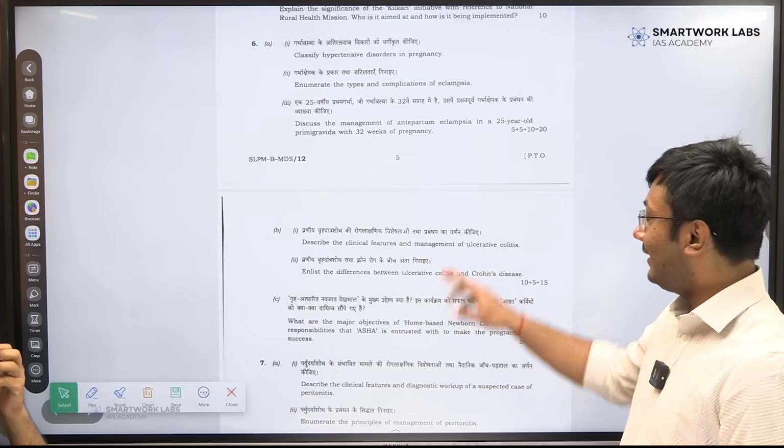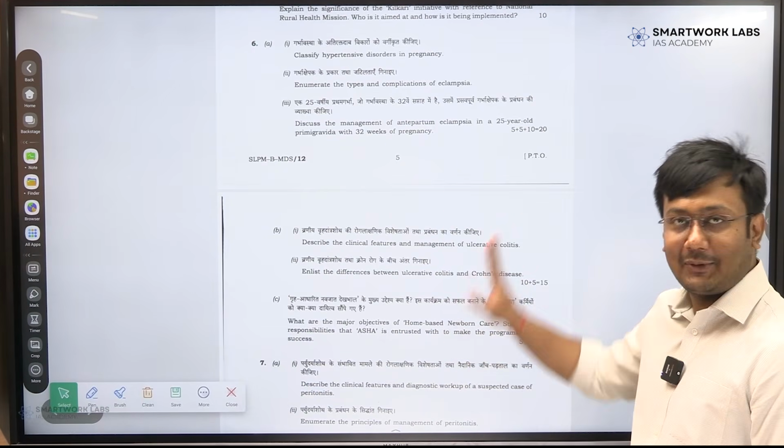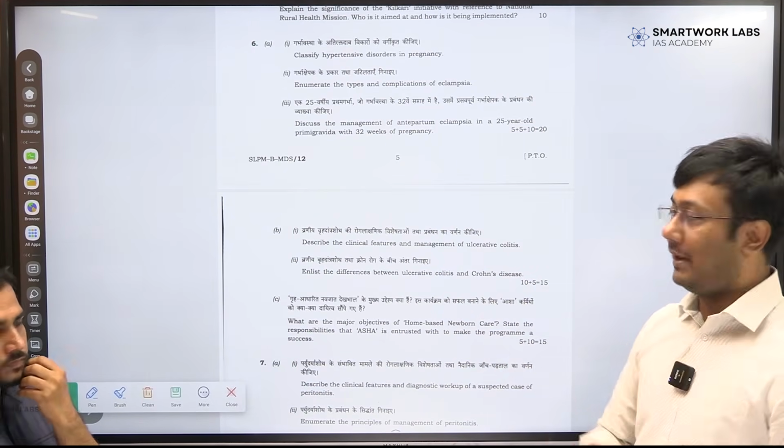Second question of surgery, third question of SPM. So it means again that questions are set up in such a way that we cannot skip any subject.